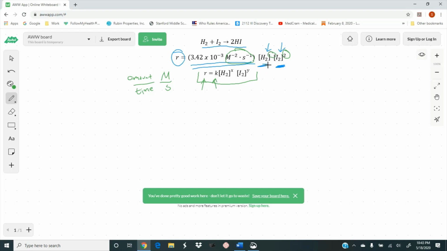Okay. The orders generally tend to be, although there are a few exceptions, whole number integers. So here we would say that this is first order with respect to hydrogen. So hydrogen is first order. Why? Because the exponent in the rate law is 1. And for iodine, we say it's second order.